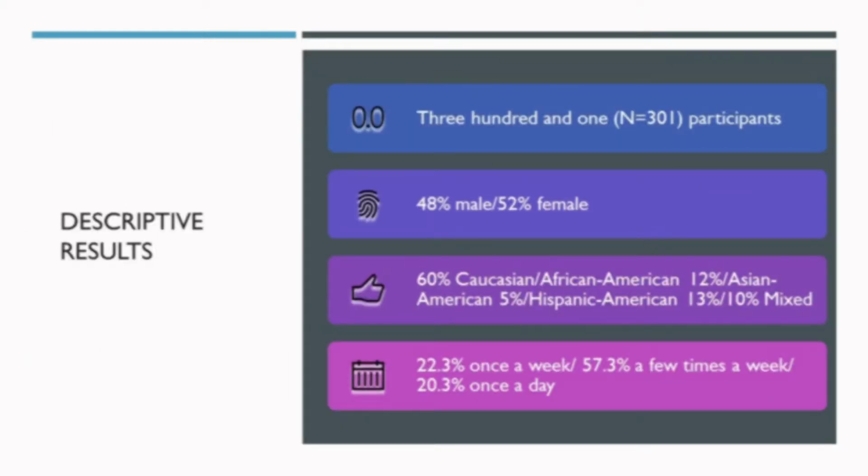We have the descriptive results of the breakdown of this study: 48% male, 52% female. The race and ethnicity was roughly the same. And the frequency of seeing a movie was pretty substantial. 22% of participants saw a movie once a week. 57% saw movies a few times a week, and 20% saw a movie once a day.